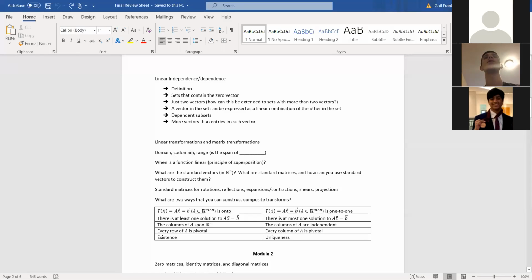And if you have a square matrix, domain and codomain will be the same, right? Because both are in Rn. And then range is just the set of all images under a linear transformation. So it's just the span of the columns of A, the standard matrix for the transformation.